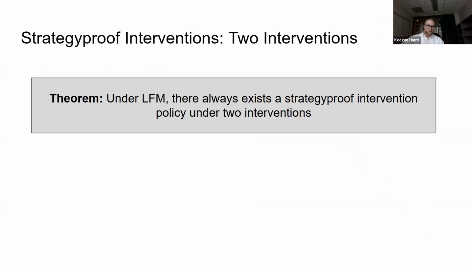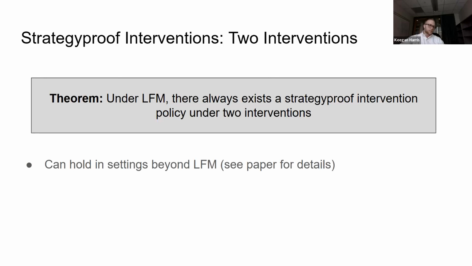And so our theorem says that under this latent factor model and under this assumption on how units strategize, then there always exists a strategy-proof intervention policy under two interventions. And this can actually hold in settings beyond the latent factor model. I won't get into that here, but if you're interested, you can check out the paper for more details.